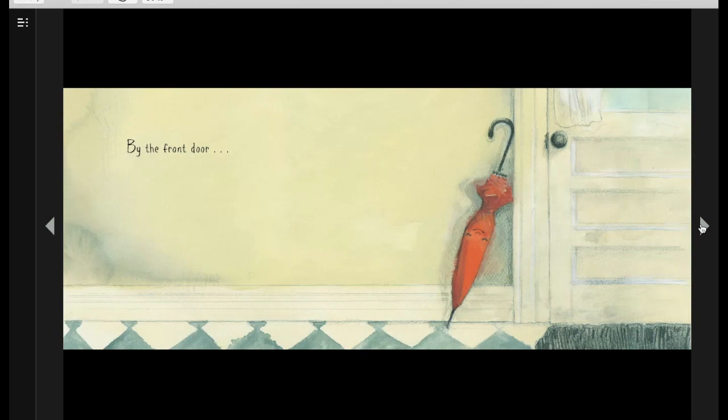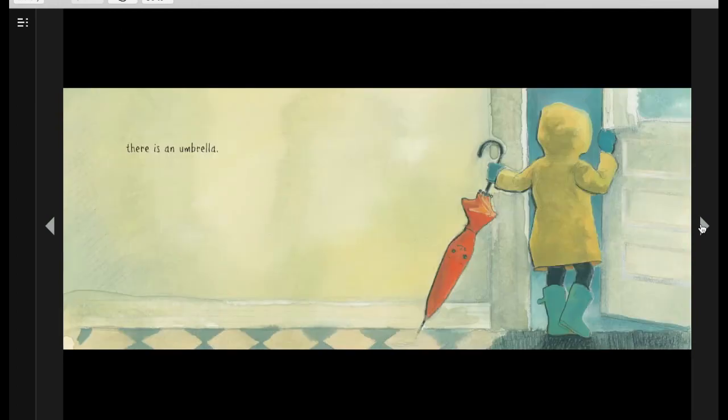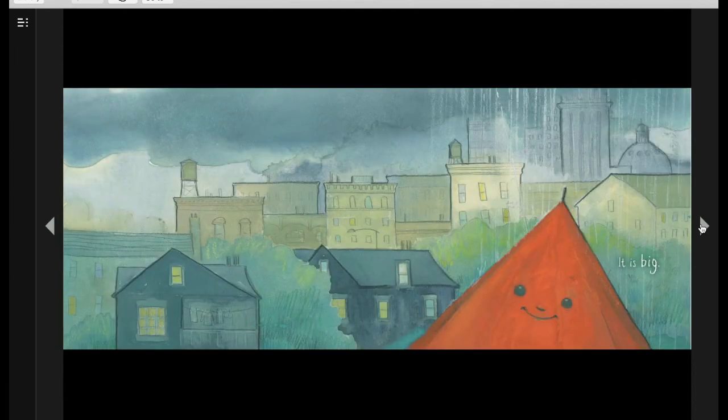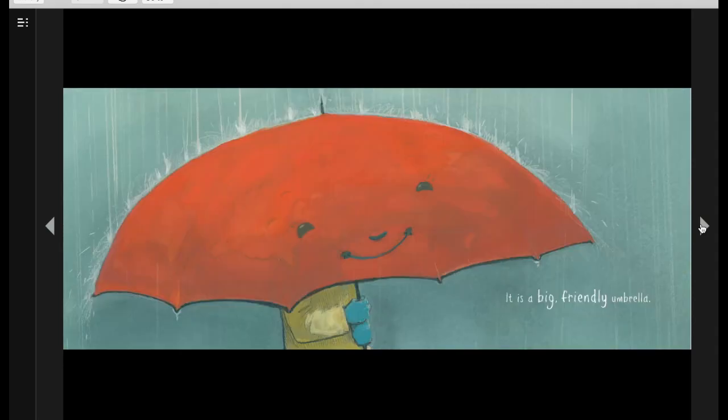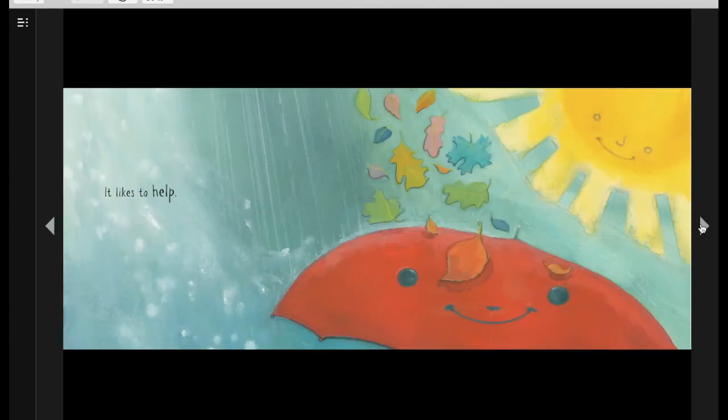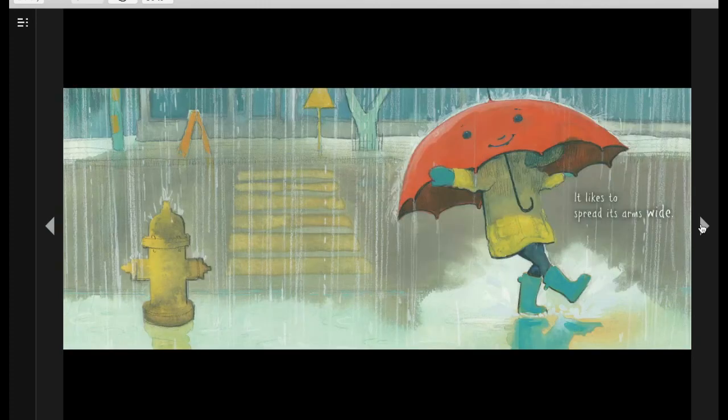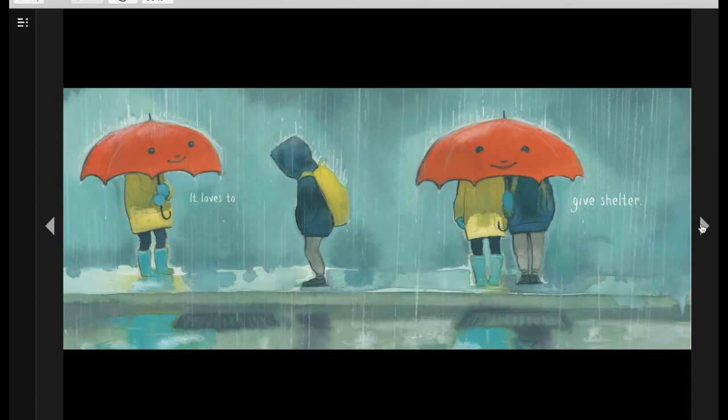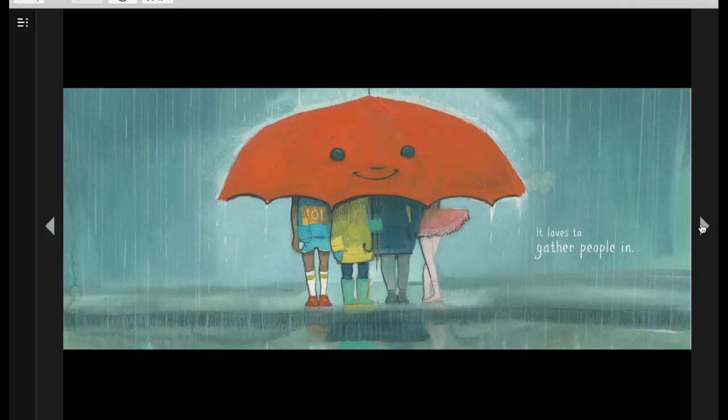By the front door, there is an umbrella. It is big. It is a big, friendly umbrella. It likes to help. It likes to spread its arms wide. It loves to give shelter. It loves to gather people in.